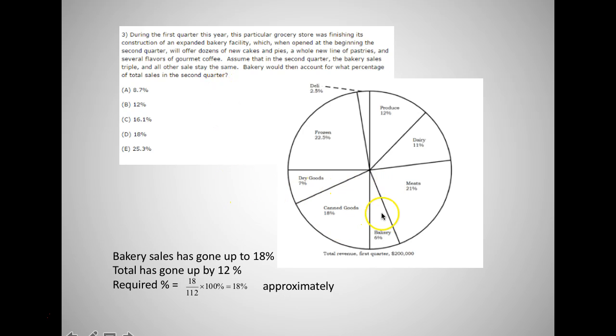Bakery sales has gone up by 18% since it has tripled. So the total value has gone up by 12%. So the percentage would be 18 by 112 into 100%, which is 18% approximately. So your answer would be D.